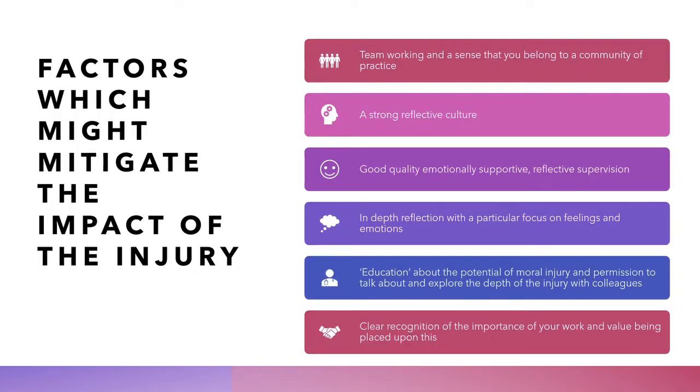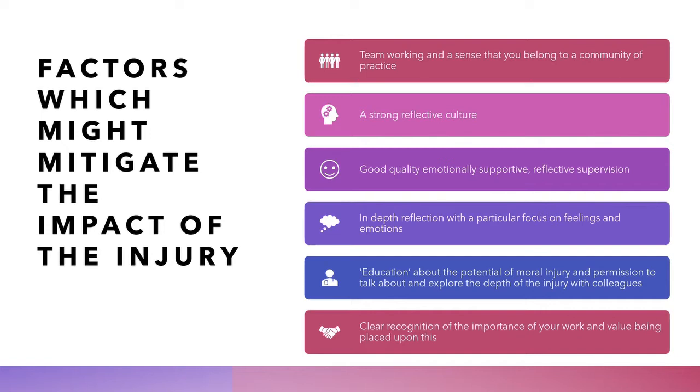But what we know from research is there are things that we can do to mitigate how much moral injury impacts on us. And we sought to address as many of these as we could as we developed the University of Chester Reflective Connections model. So we know that where people feel that they're part of a team and they have a sense that they belong to a community of practice, that's really important. It can really help to mitigate moral injury. There needs to be a strong reflective culture that is embedded really at every layer within the organisation.